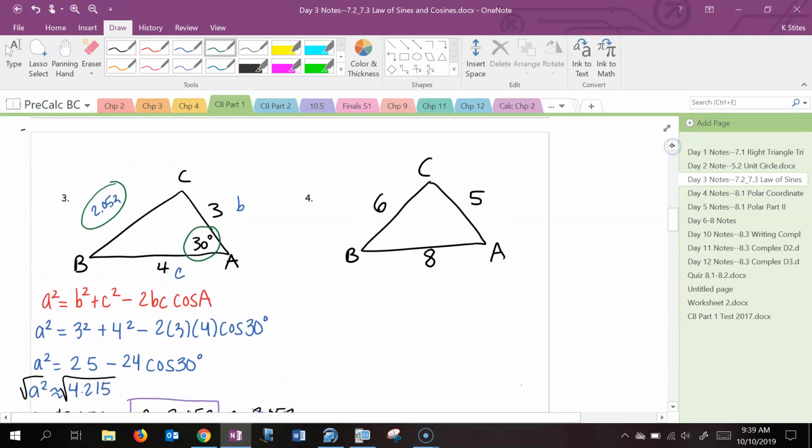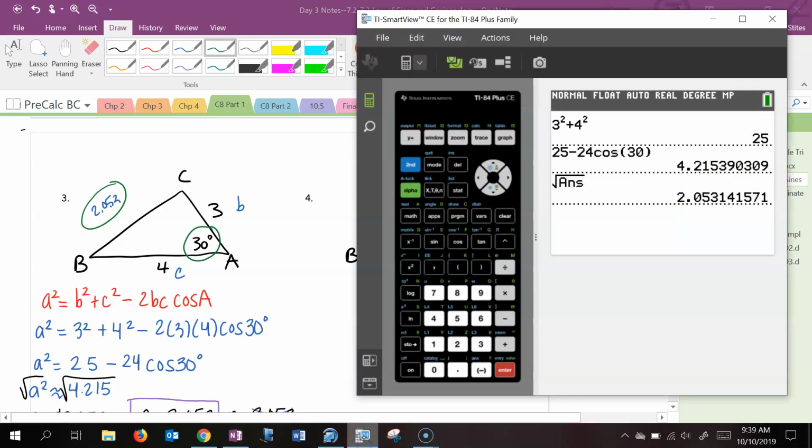It's not just an arbitrary rule. To find an angle using sine with your calculator, you would actually use inverse sine. That's that second sine button. Inverse sine, this guy right here. This is what we use to find an angle.